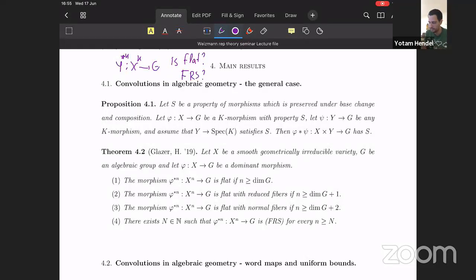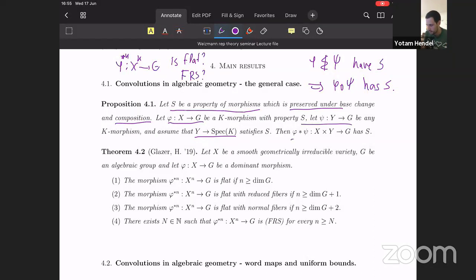So I can show that if I have some property S of morphisms which is preserved under base change and under compositions, meaning that if both phi and psi have this property S, then the composition has S. In that situation, if I also require that the structure morphism satisfies S, then if phi from X to G has S and psi is just any morphism, it follows that the convolution satisfies this property S. This was something we could show.